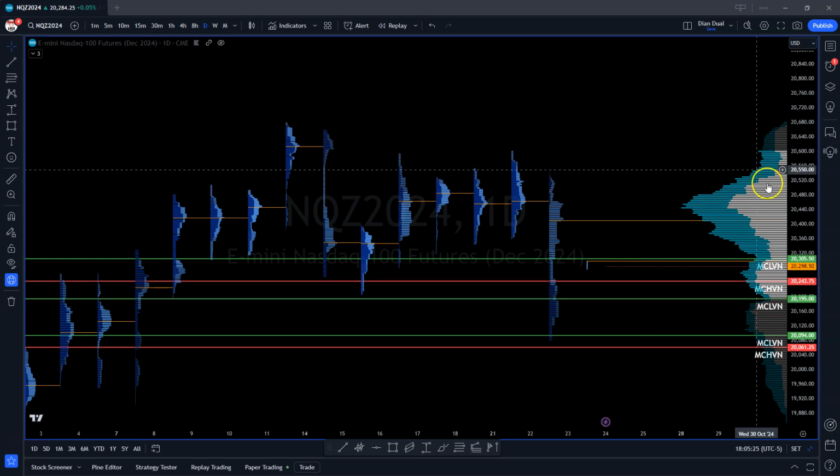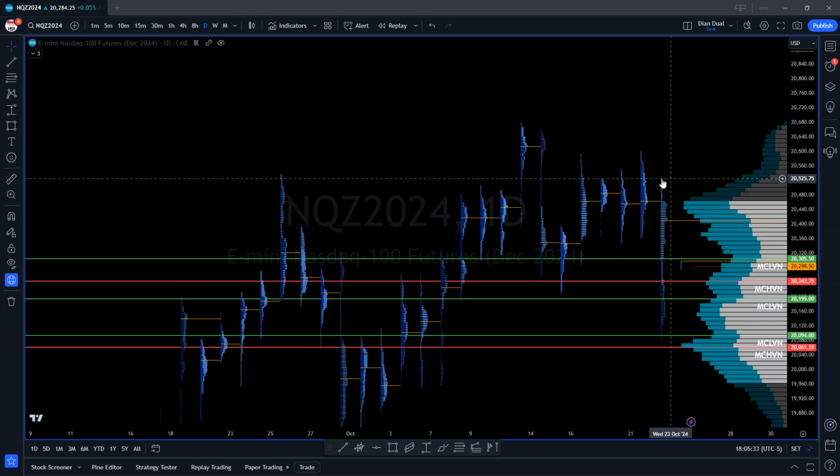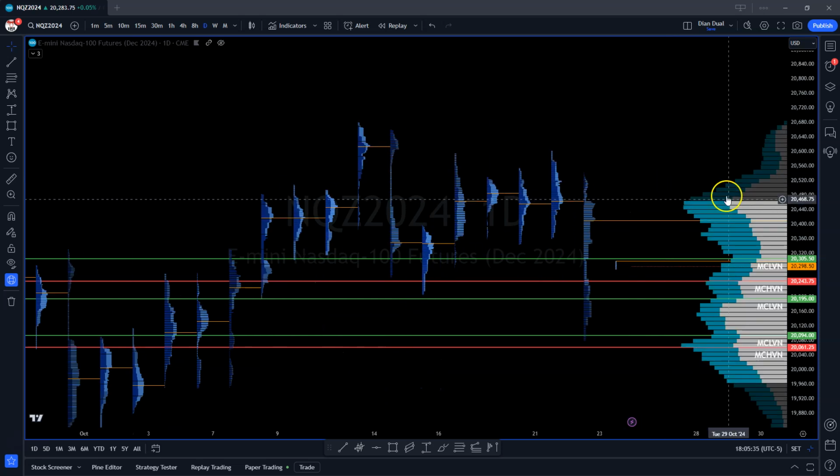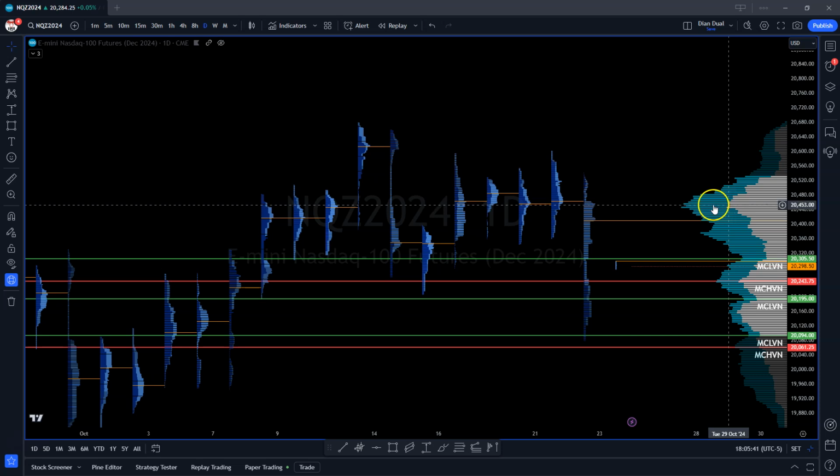To the right side of me on the TradingView charts, I have a visible range volume profile. When I zoom in and out, it will adjust, and I'll explain what these are. Quite simply, you can find a lot of volume profile videos on the internet that will explain it better than me. I just want to be clear that high volume nodes are areas where a lot of volume has transacted, and these little pockets are called low volume nodes.